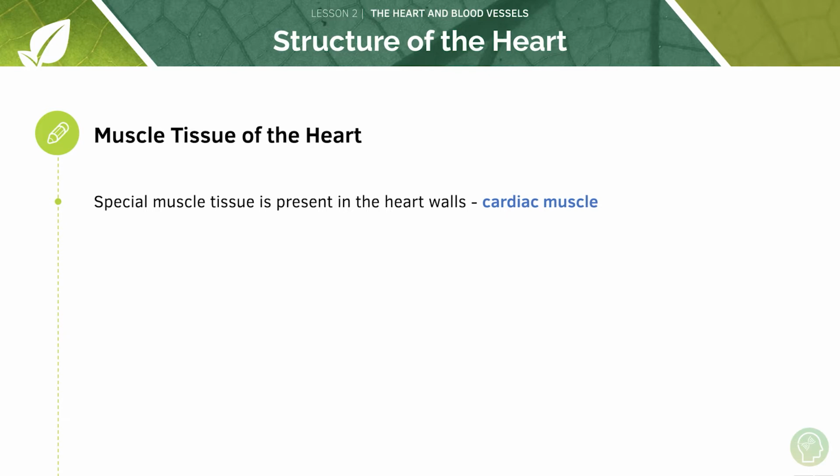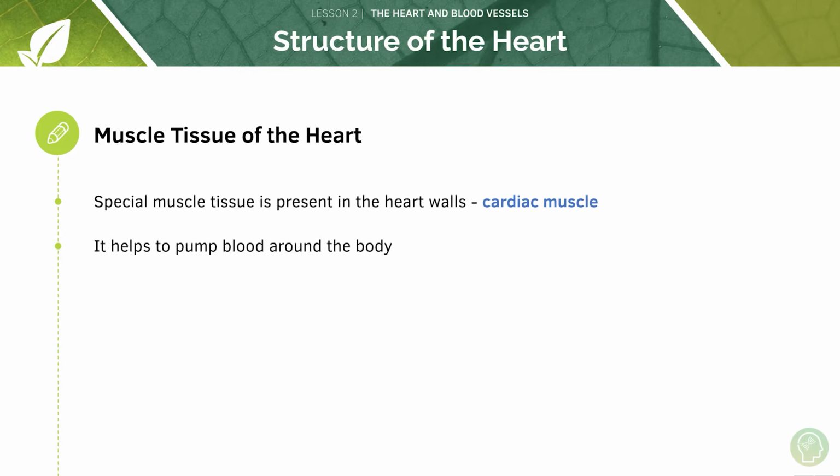And now let's have a look at the muscle tissue of the heart. So muscles are specialised depending on the area of the body that they're found in. So in the heart, we have a special type of muscle tissue called cardiac muscle. And so cardiac is the general term given to anything heart-related. So for example, heart disease may be called cardiac disease. So in the same way, heart muscle is called cardiac muscle. So if you get used to that term now, it will really, really help you.